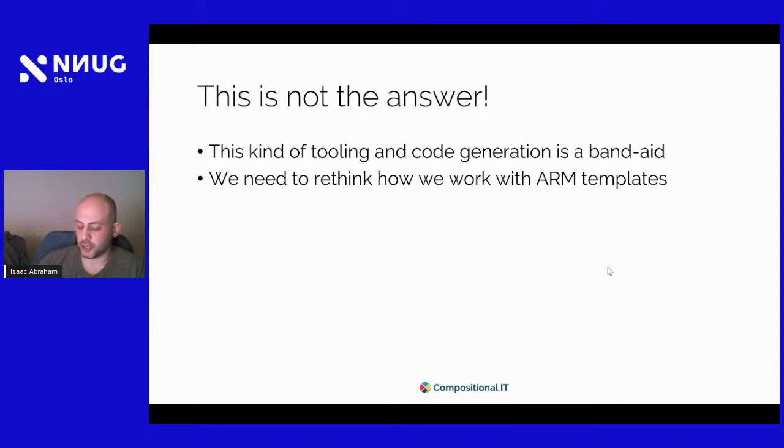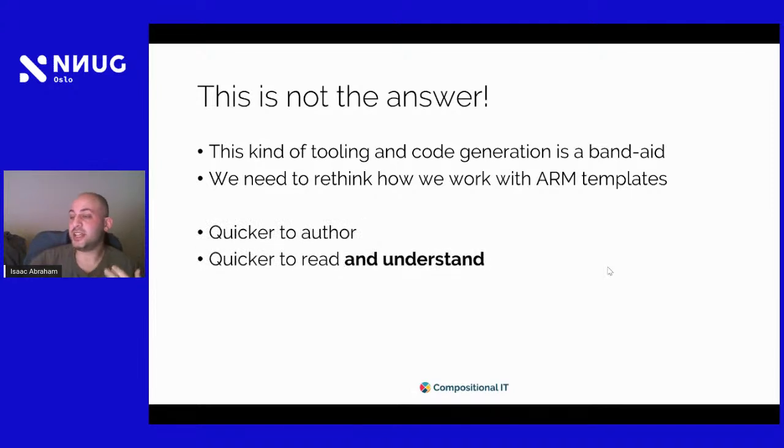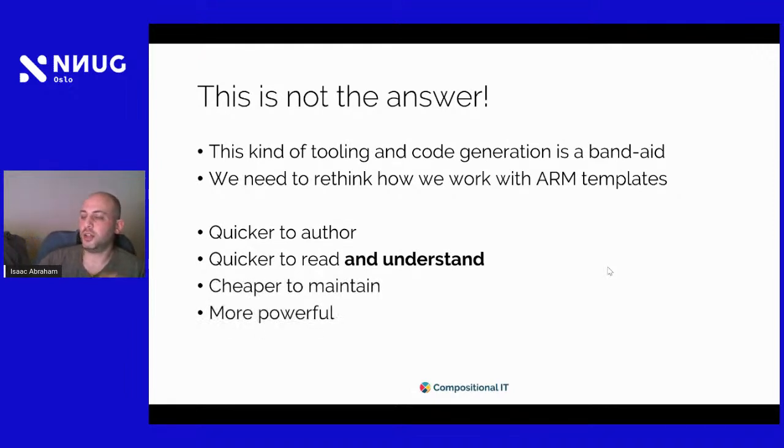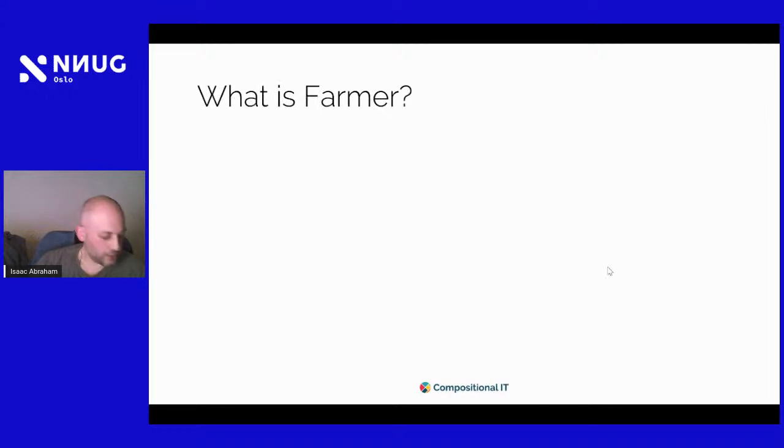And Farmer is not the only project, as I mentioned before. Microsoft themselves have acknowledged this with Bicep. I want something that's quicker to author, quicker to get up and running, quicker and easier to read and understand, particularly from a newcomer's point of view, easier to maintain, more powerful, generally just better, more and better would be my suggestion. So that brings us over to, yes, I've spent the last 10 minutes talking about the problems. What's the solution that we've come up with?